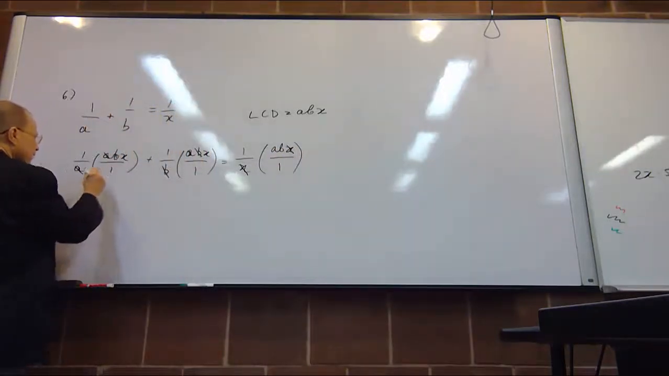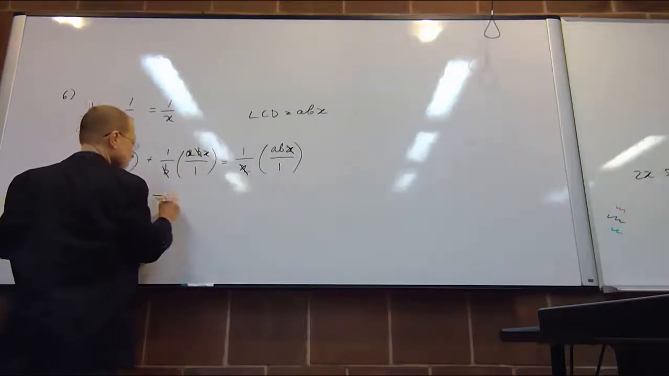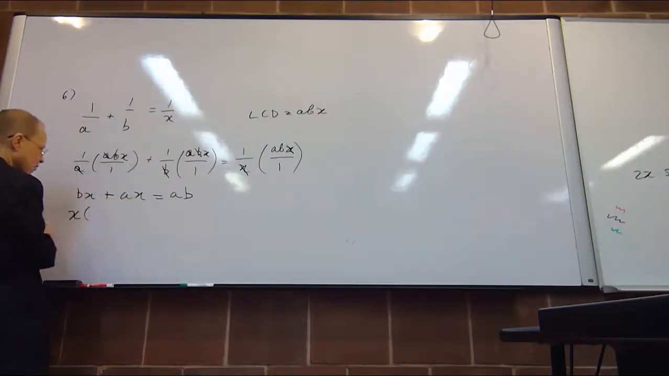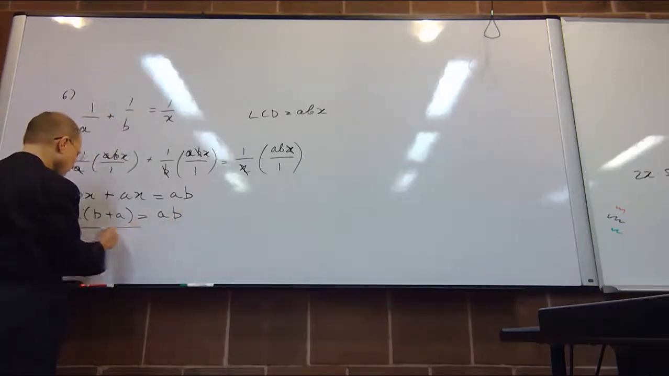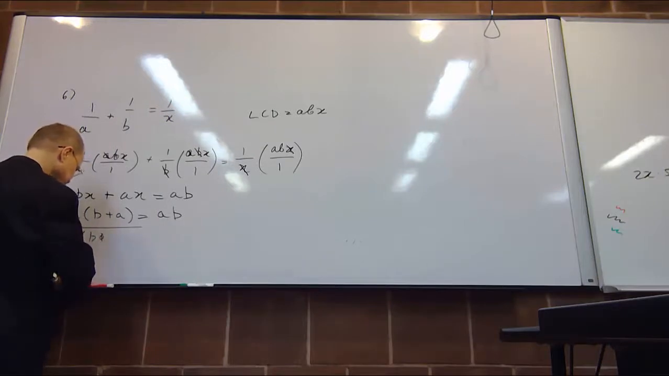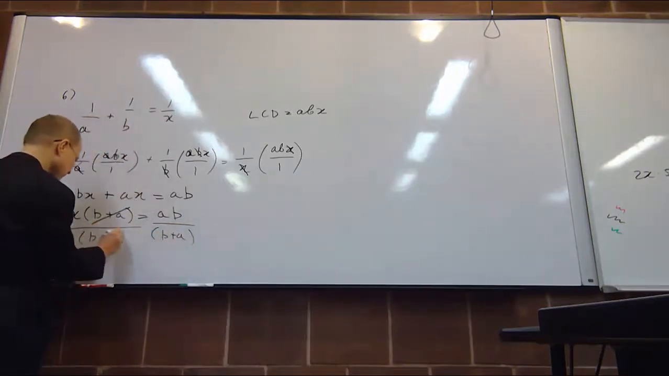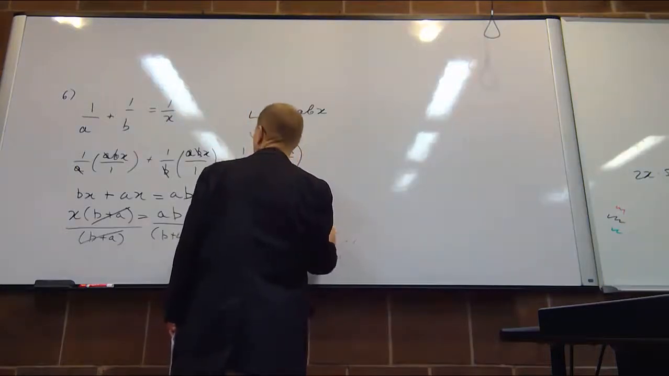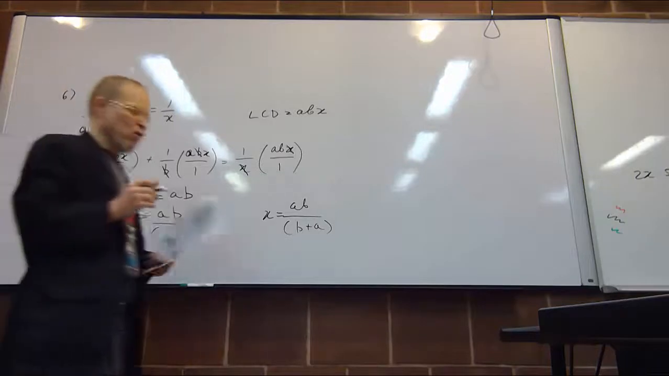And now we rewrite it, okay? So here we have bx plus ax is equal to ab. So now, as we did when we were looking at literal equations, we pull out the x, and we end up with x times b plus a is equal to ab. And then we divide by b plus a, and then we get x is equal to ab over b plus a, and we see if we plug in where the x is, it's not going to give us 0, so we know that we are going to be okay.